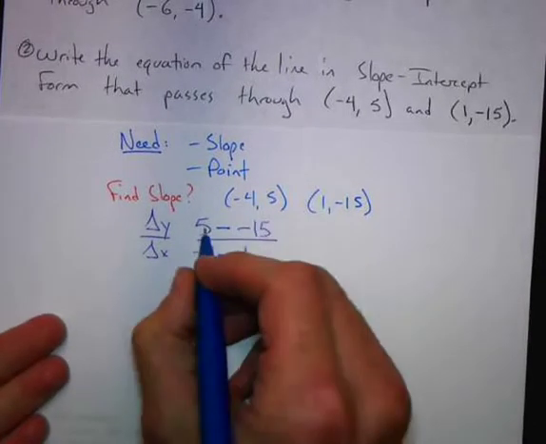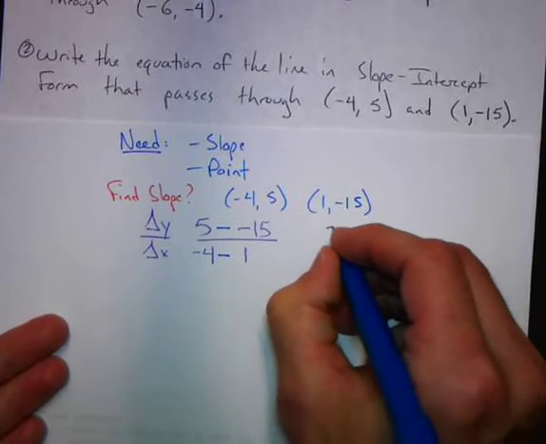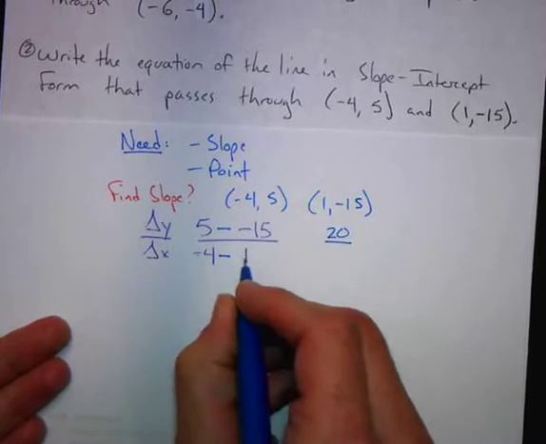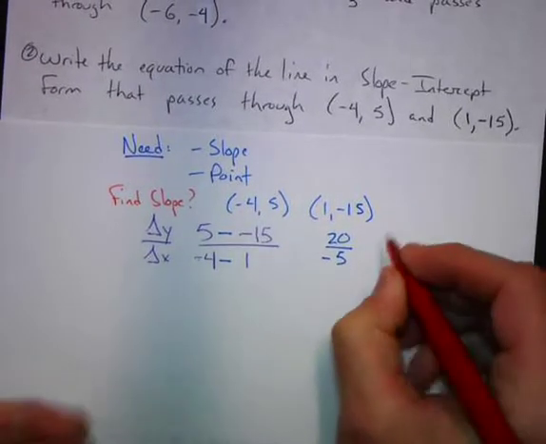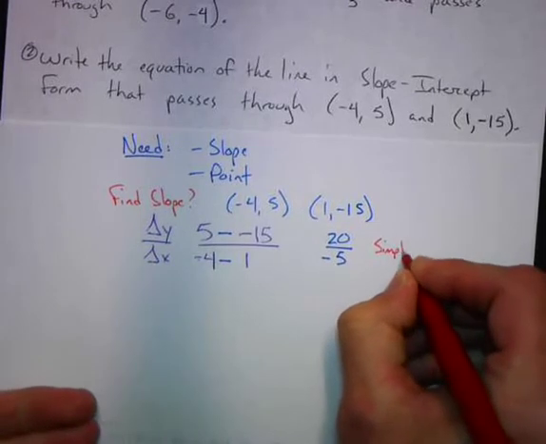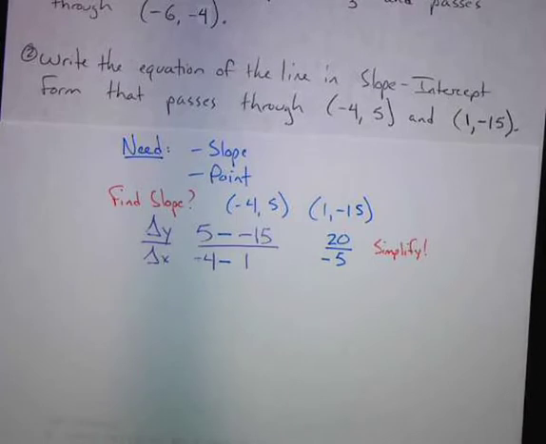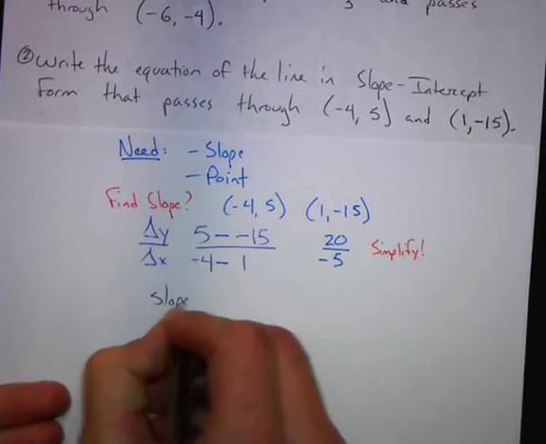At the top, I have 5 minus -15. Minus a negative turns into a plus, so that's 20. At the bottom, I have negative 4 minus 1, which is negative 5. And remember to always simplify your slope. So we have 20 divided by negative 5. My slope is negative 4.